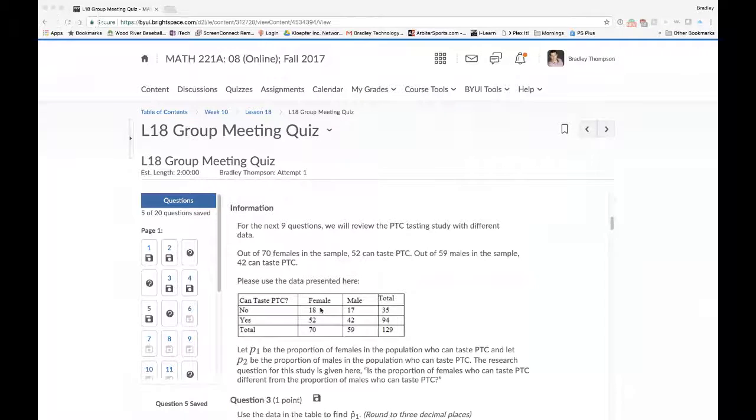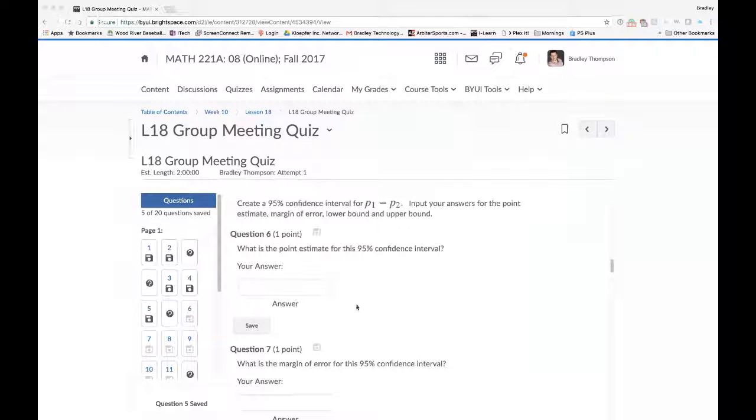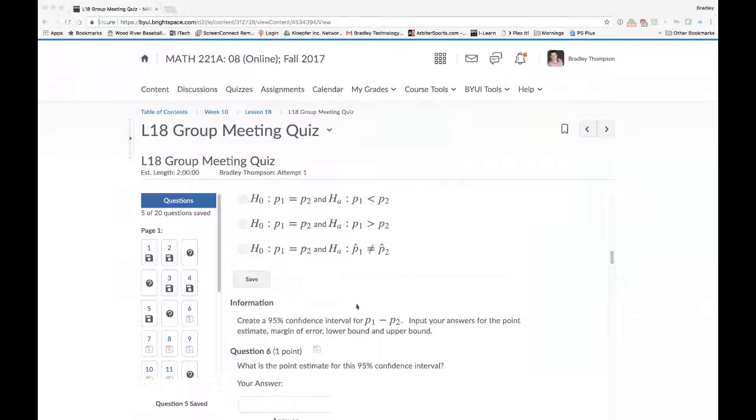Just really quick, so I can make sure I know how to input this right. This one asks for the inputs x1, n1, x2, n2. So x1 is 52, right? Yes, and then it's 52 and 70, and 42 and 59. I just want to make sure I was on the right thing. Confidence level of 95, and what they wanted was minus, right? Or no, we're doing the point estimate.